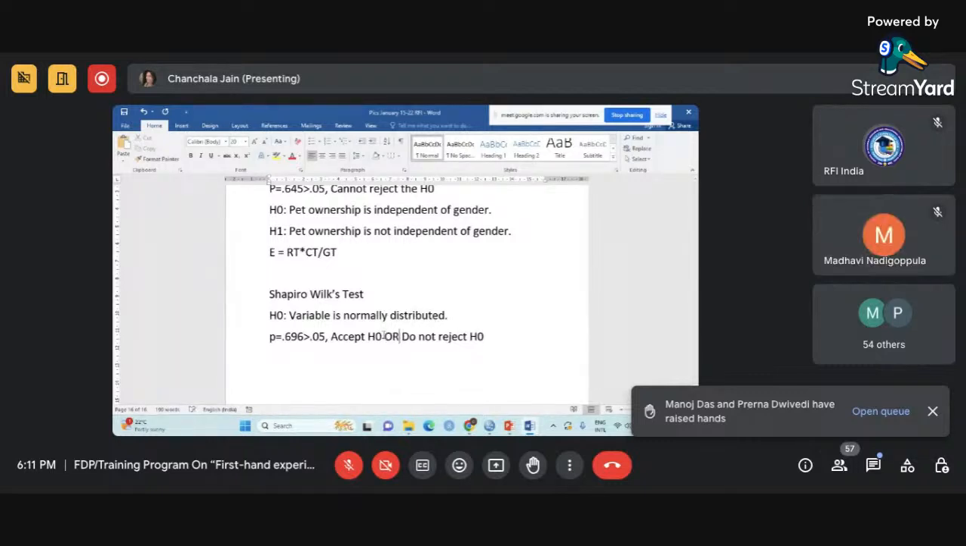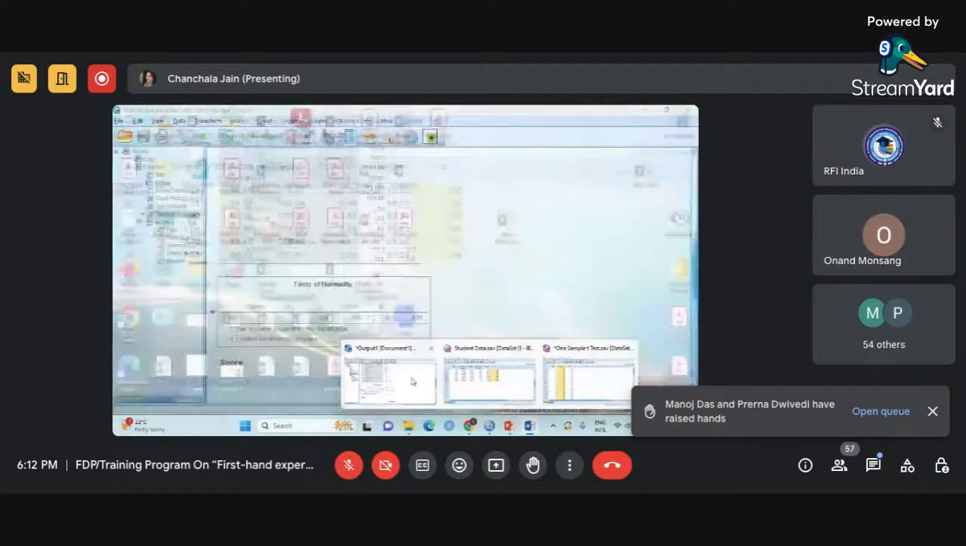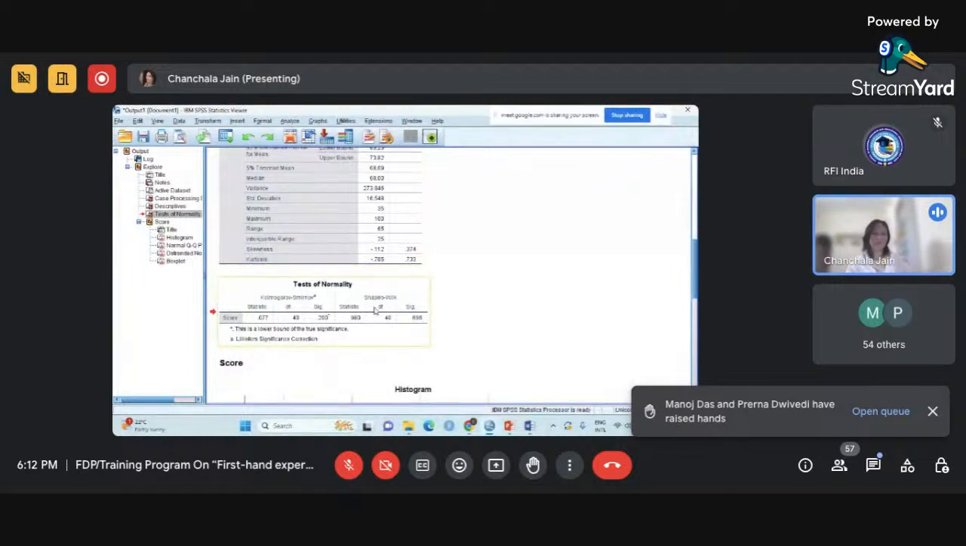If we are not rejecting this null hypothesis, that means we are concluding that the variable is normally distributed, right? So that way, this is the normality check using the Shapiro-Wilk test.